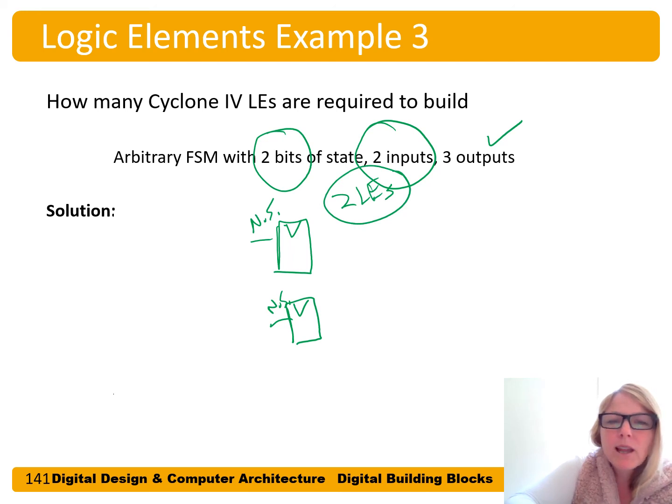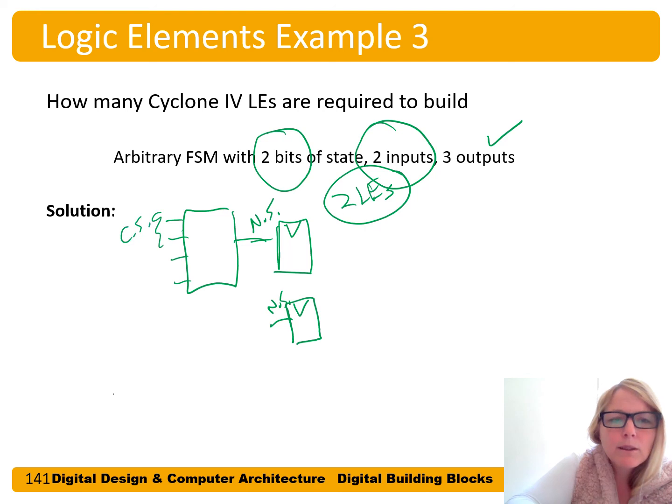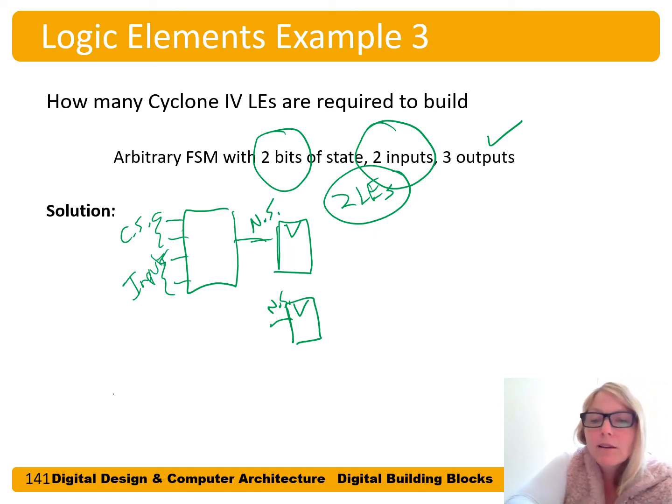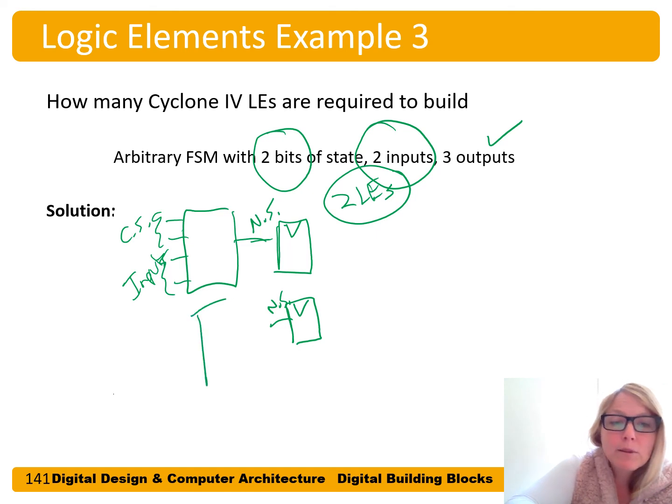Okay, can we calculate what the next state should be with a single lookup table? Let's think about that. What do we need to calculate the next state? Well, we need our current state, which we know is 2 bits, so there's 2 of our bits being used, and our inputs. Our inputs are 2 bits. So in fact, we can calculate each next state bit with a single lookup table. So that'll work for calculating our next state bits.